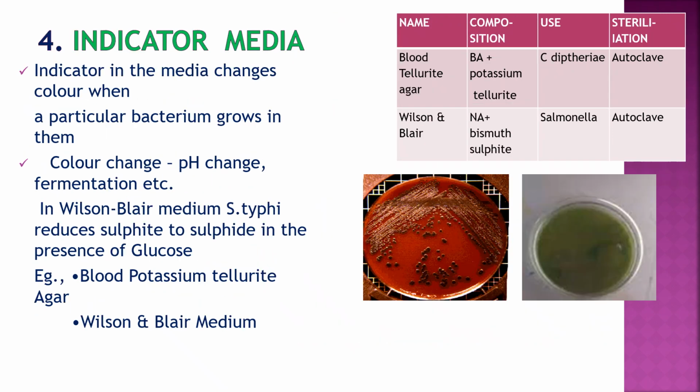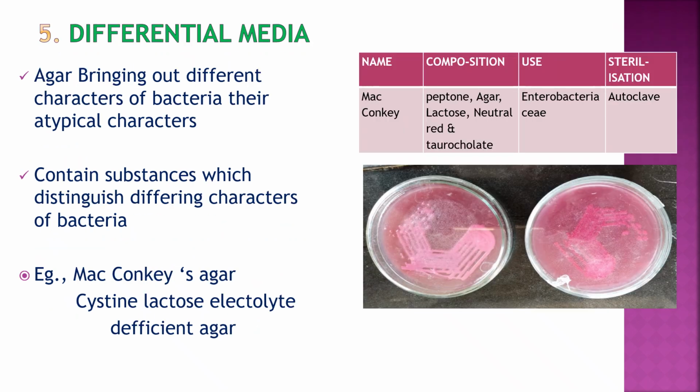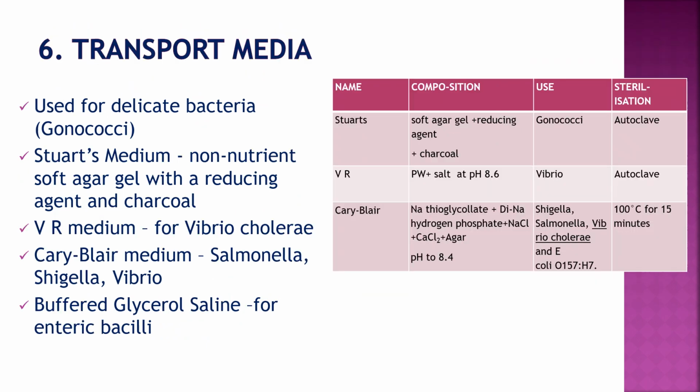Indicator medium: an indicator in the media changes color when a particular bacterium grows in it. Examples are blood potassium tellurite agar and Wilson Blair medium. Differential media differentiate the colonies from one another. An example is MacConkey agar.